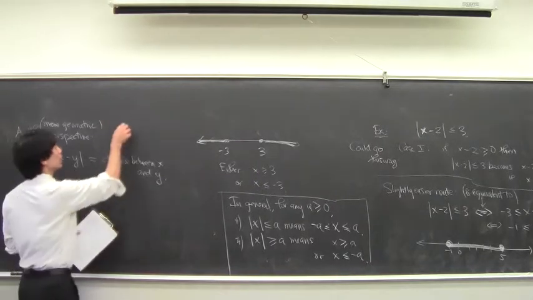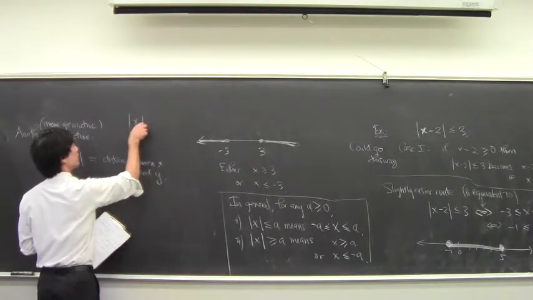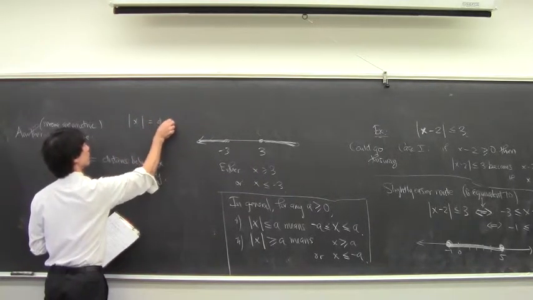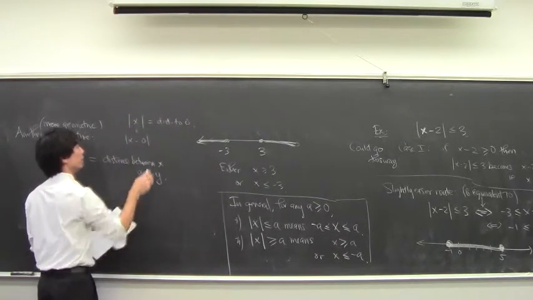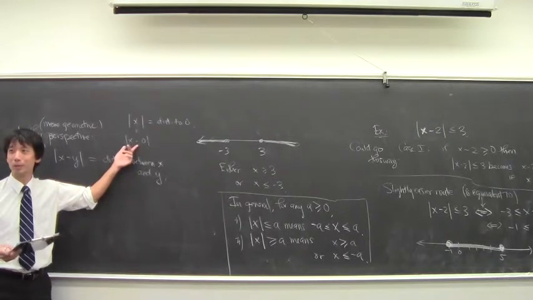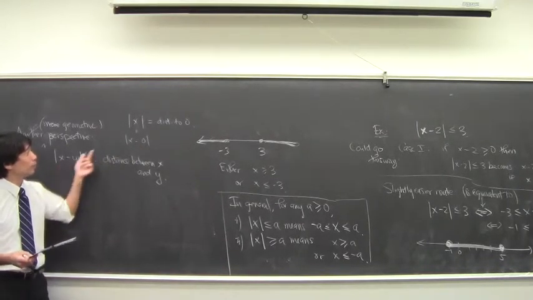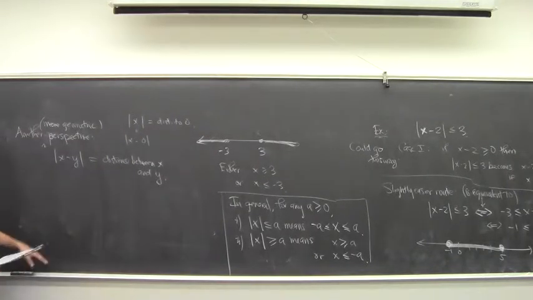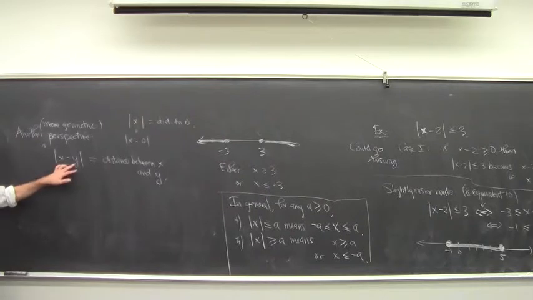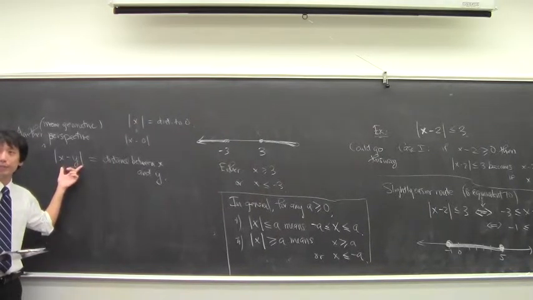So for example, Isaac said earlier that the absolute value of x is the distance to 0, right? Really, this absolute value of x is the absolute value of x minus 0, right? So you see that it's the distance between x and 0. Right. So there's a kind of nice way of looking at the absolute value of a difference.